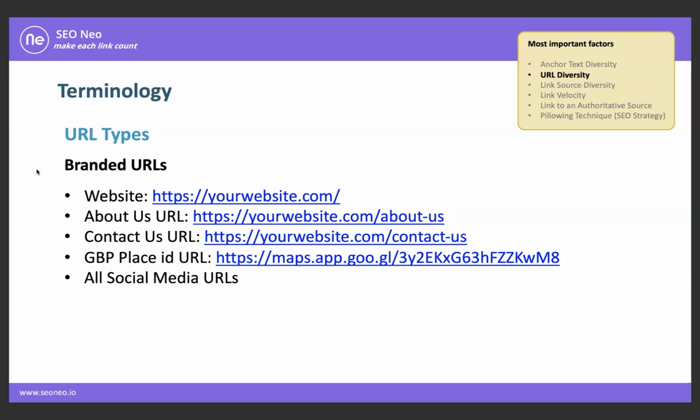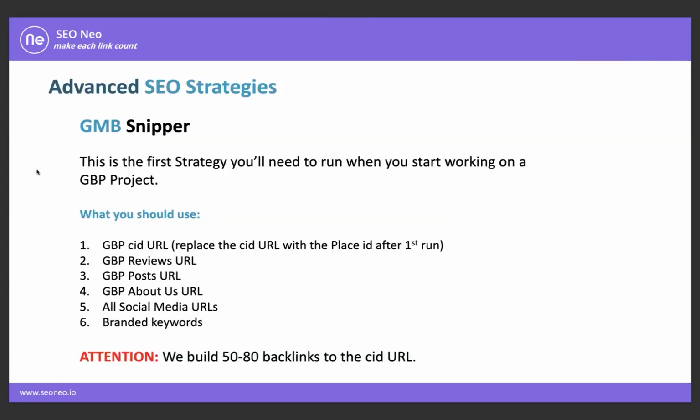In SEO Neo, you are going to use them a lot in many of your projects. Because, for example, if you are working on a GBP, you not only want to boost authority to your GBP, but also to your branded URLs. And this is very, very important. So the first campaign that I personally run for the GBP is the GBP Sniper. What we want to achieve with this strategy is to create authority and credibility for our GBP URLs. So we are going to use all our GBP URLs, all our social media URLs, and of course, our branded keywords. Okay, not our primary keywords. We want to build credibility and authority to our GBP.